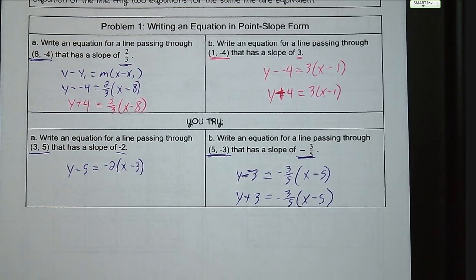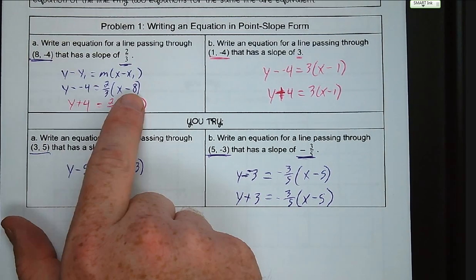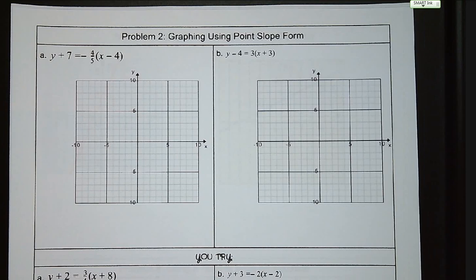So as you can see, writing an equation in point slope form is much easier than, if you'll remember in our last lesson, when we had to use slope intercept to figure out what our y-intercept was and then substitute it into the equation. We could just take that one point that we have and that slope we have and plug them in. Okay. Problem number 2, graphing using point slope form.